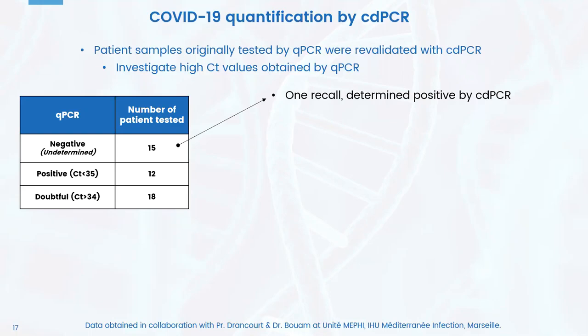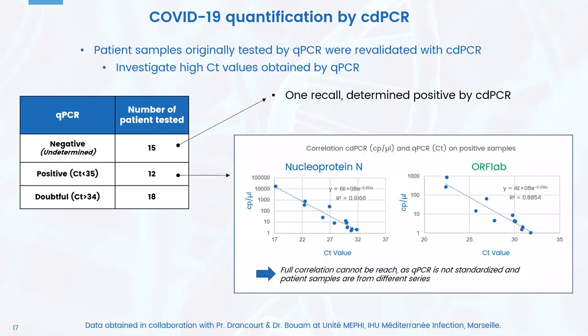In the negative or undetermined group, crystal digital PCR identified and recalled 1 sample out of 15 as testing positive for COVID-19. The results from the positive group were used to try and determine a correlation between crystal digital PCR and qPCR results. However, a full correlation could not be reached as qPCR is not standardized and the patient samples were from different series.